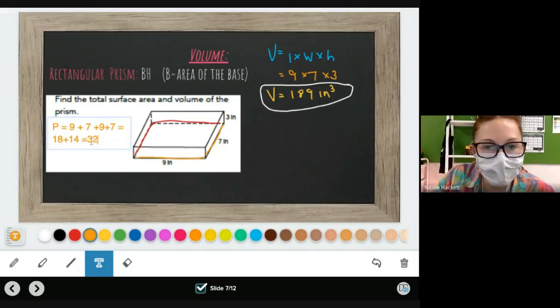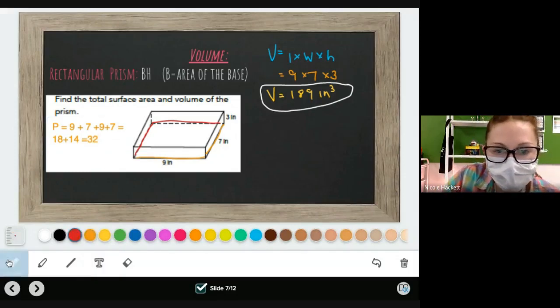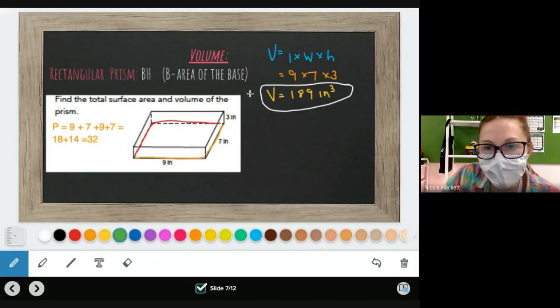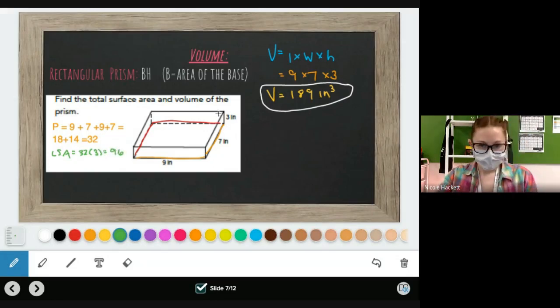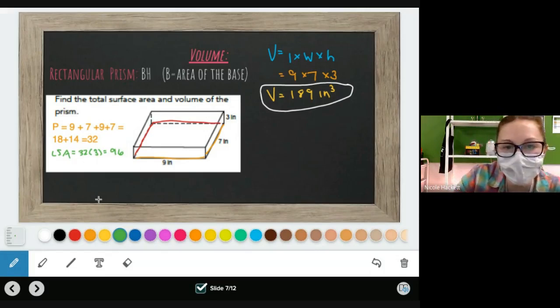Okay, so 32 is our perimeter, and we're going to take that perimeter and multiply it times the height to get the lateral surface area, so we can use that for the total surface area. So 32 times 3 is going to give us 96. Okay, so I now know the lateral surface area.